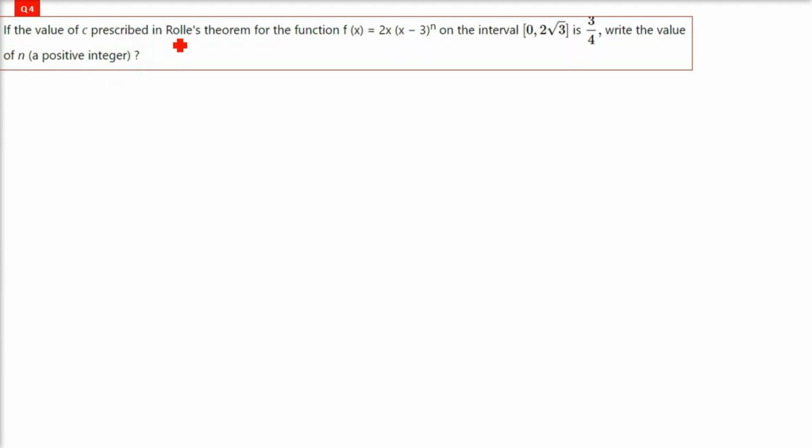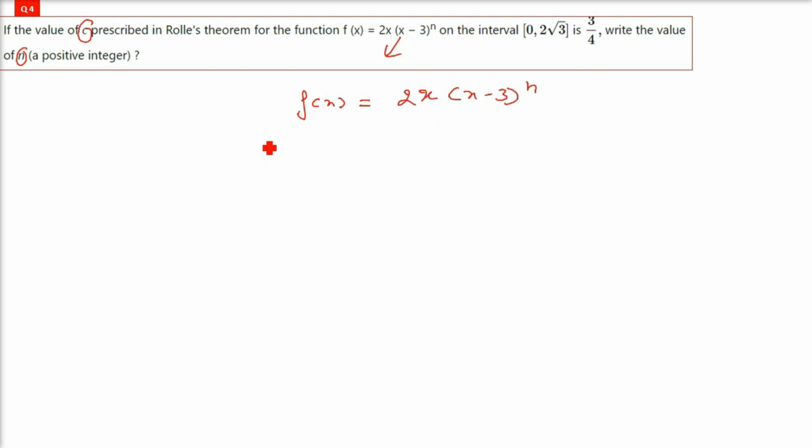The value of c prescribed in Rolle's theorem for the function f(x) equals 2 times (x minus 3) to the power n on the interval 0 to root 3 is 3 by 4. Write the value of n. So normally we used to find out the value of c, but here the value of c is already given. The derivative of this function at that c is going to be 0.